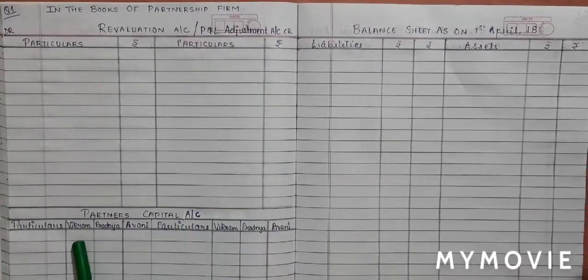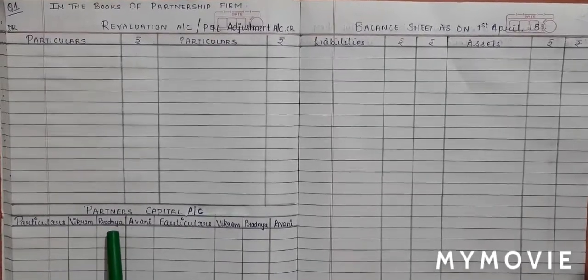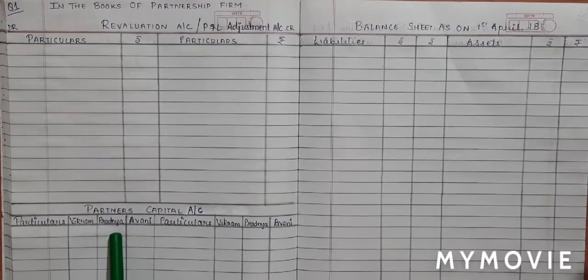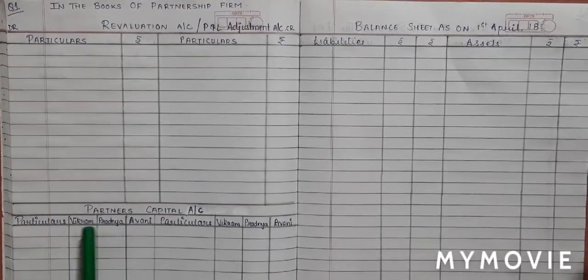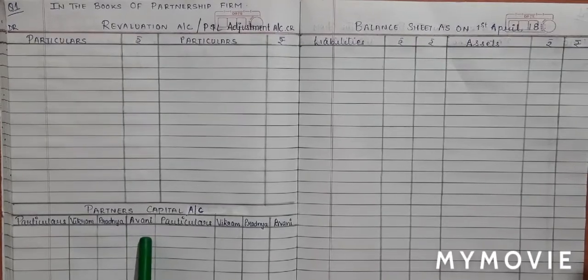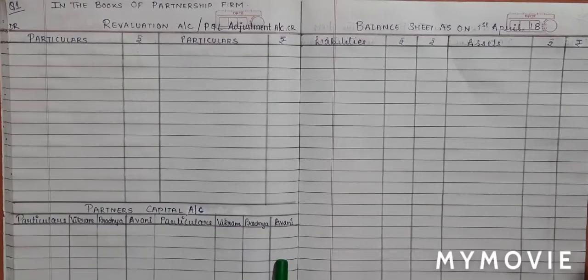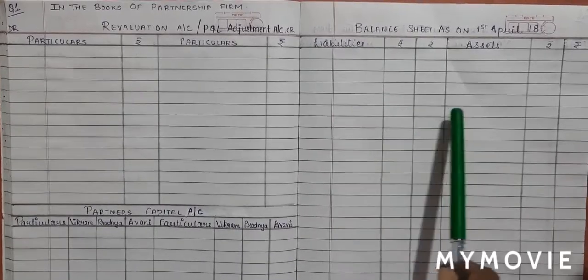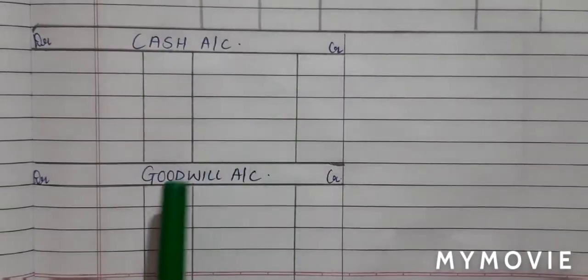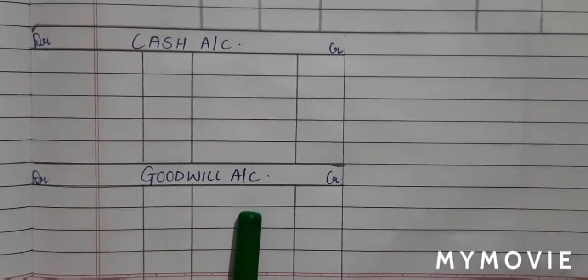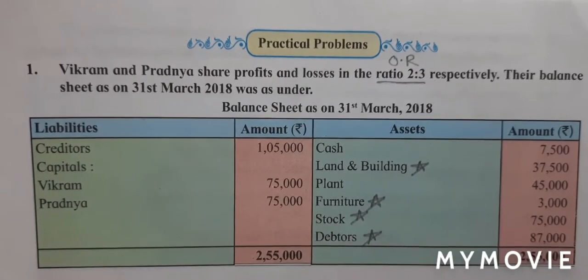You will have your partner's capital account drawn here. You had two old partners, Vikram and Pradnya, and a new partner is admitted. So Avni is joining. So you will have 3 columns for your partners on the debit side and 3 columns on the credit side. Then you will have your balance sheet and cash account and goodwill account as your working column. Let us first begin with step number 1, transferring.